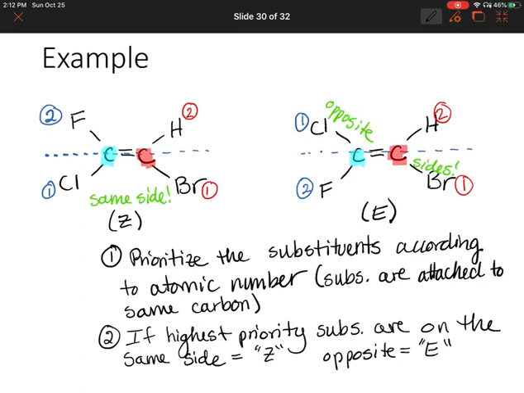So oftentimes you can just use E and Z instead of cis and trans, even if it's really obvious that something is cis or something is trans. You can still use E and Z and it might be easier. All right, now again, we're not going to focus on naming alkenes right now, but in the future we will definitely name alkenes, so this is something to keep in mind. But this is also really important when we're thinking about different isomers as well.